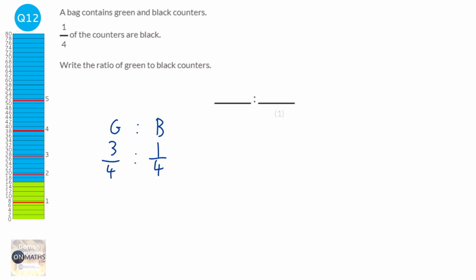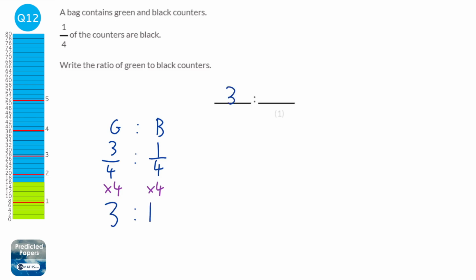And what we can do here is on both sides of the ratio, I'm going to times it by 4. So I'm just going to times 4 both sides. So 3 divided by 4 times 4, because over 4 just means divided by 4. So 3 divided by 4 times by 4 just gets rid of the fraction. And 1 divided by 4 times 4 is just going to be 1.